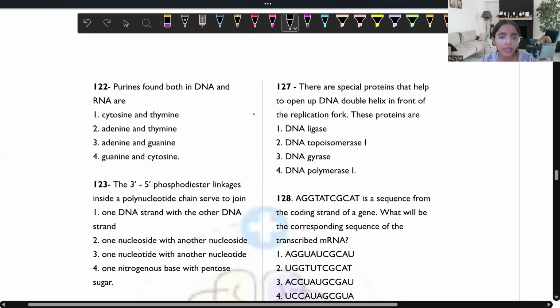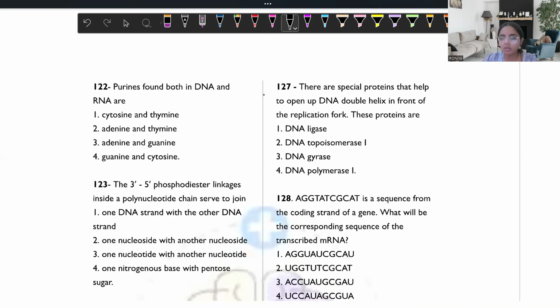Moving on to 122. Purines found both in DNA and RNA are what? If you don't know this question, I suggest you open your NCERT and read the biomolecules chapter of class 11, because if you don't know this, I don't know what blunder you are going to make in the NEET examination. Purines found in both DNA and RNA are adenine and guanine. Pyrimidines are thymine, cytosine, and uracil.